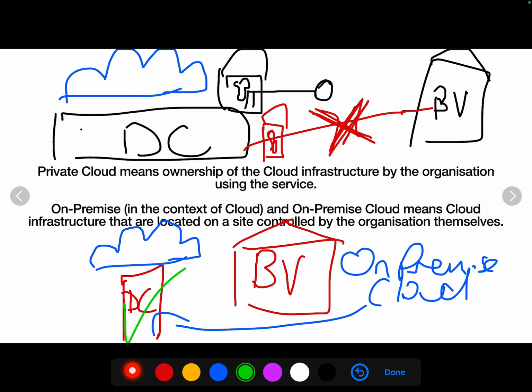So we've looked at on-premise, on-premise cloud and private cloud.